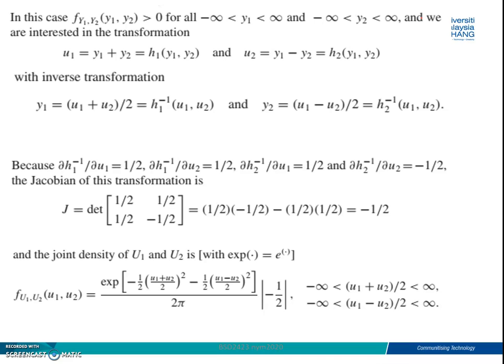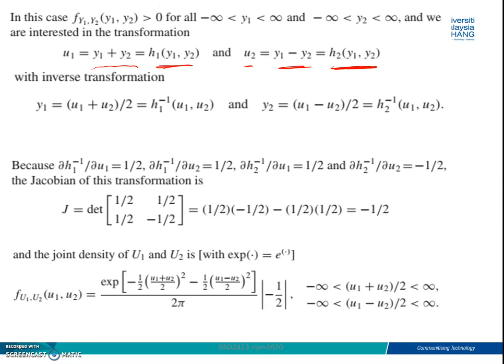So we are interested in the transformation. You have u1, just now, y1 plus y2. This is a function h1. And then for u2, we have y1 minus y2. So this is a function of y1, y2. In order for you to find the inverse function for this, you will have y1 equal to u1 plus u2 divided by 2.